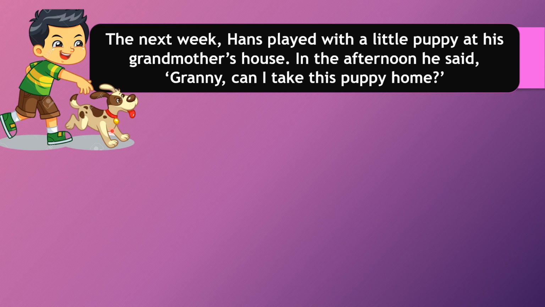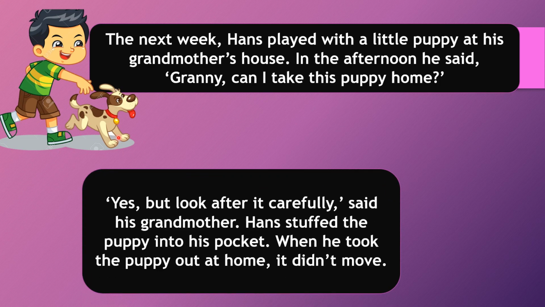So what does Hans do? He remembers his mother's words. Last time his mother said to keep the knife in the pocket, and that's the correct place to keep the knife. Now what does he do? He thinks the correct place to keep things is a pocket and keeps the puppy in the pocket. He stuffed. Stuffed means he packed. He packs the puppy and he keeps it in his pocket. And when he goes home, what happens? It did not move.